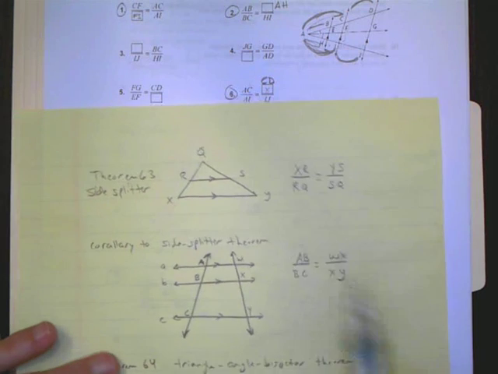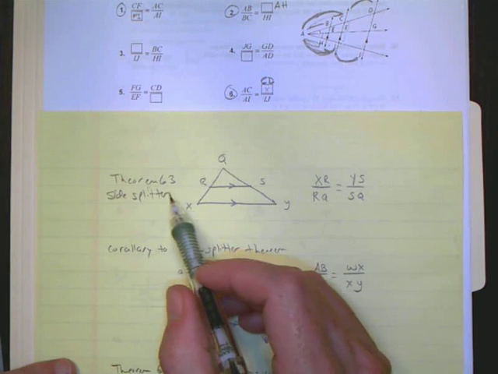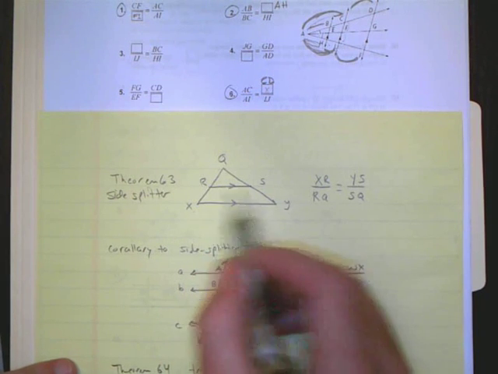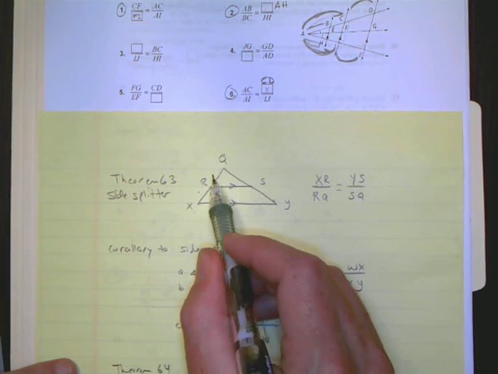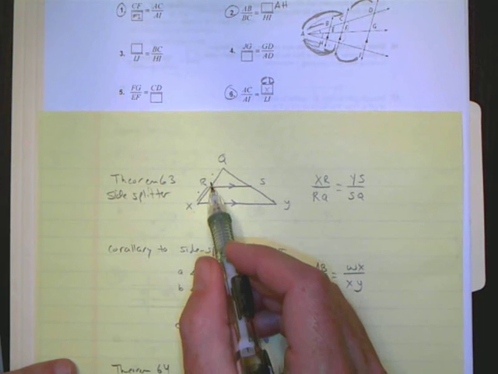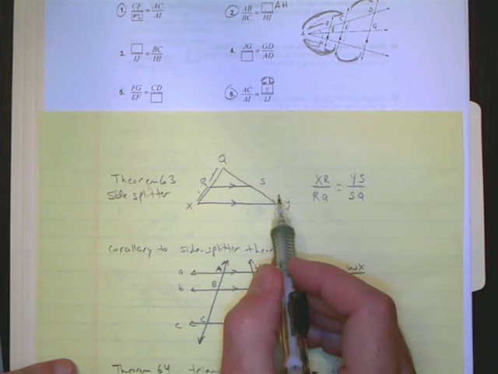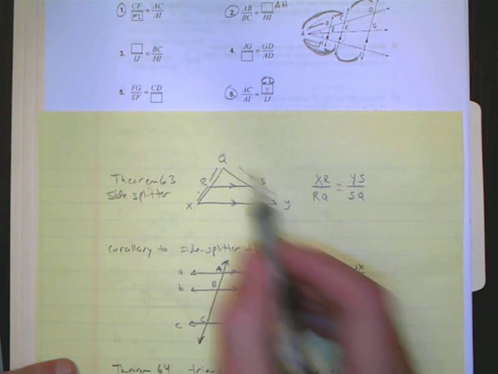Okay, here we go. To do these problems, there are, again, 3 theorems that are important to remember. Theorem number 63, or the side splitter theorem: recall that if you have 2 parallel lines, the value of XR over the value RQ, so this to this, is going to be proportional to this. That's the idea.